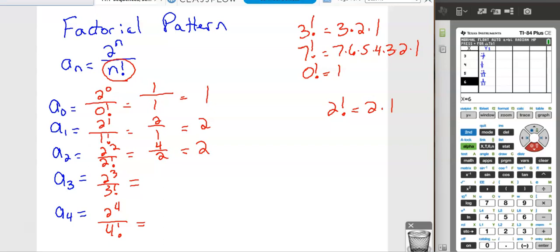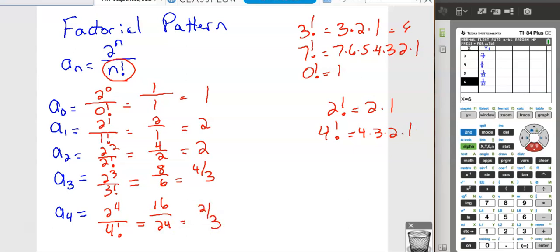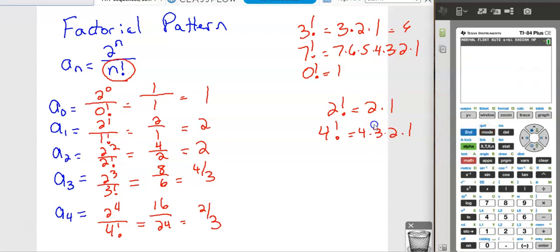2 to the third power is 8. 3 factorial, we've already done this, that would be 6. So you can reduce that. 2 to the fourth power is 16. 4 factorial, again, is 4 times 3 times 2 times 1, and that's 24. And you can keep going on with this pattern to see what is the fifth number, the sixth number, and so forth.